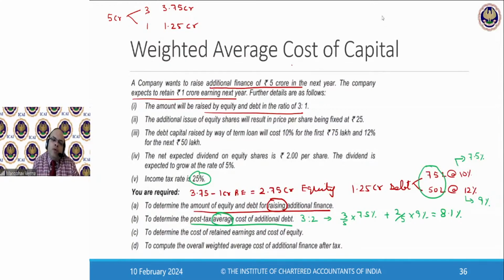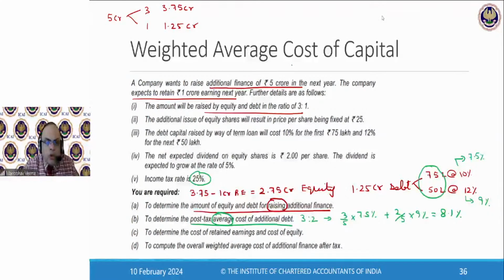Bhumika, in B, the requirement is post-tax average cost of additional debt. So first we need to understand what is my additional debt. Additional debt is 1.25 CR as we calculated in option number A. But if you have to calculate average cost now, we have to average in that proportion of the debt only. So cost of the 75 lakhs was 10%, but net of tax would be 7.5. Cost of the next 50 lakhs is 12%, but net of tax it will be 9% because 25% is a tax saving. So you can apportion the 7.5 and 9 in 3 to 2 ratio because you are talking about total 1.25 CR at different rates. Bhumika, I hope that is clear.